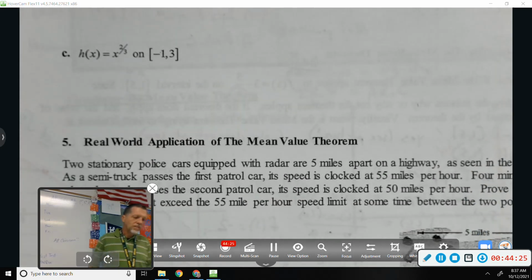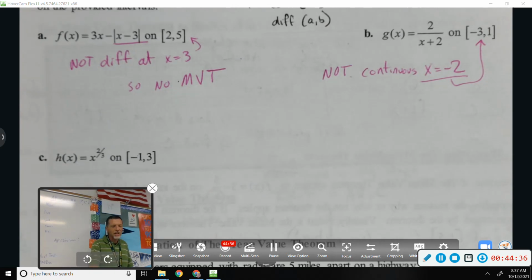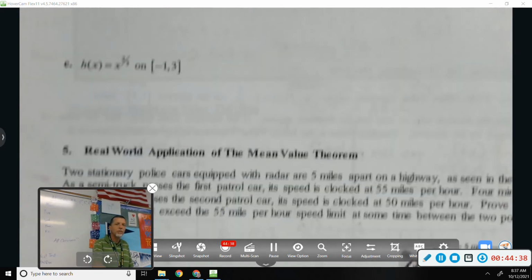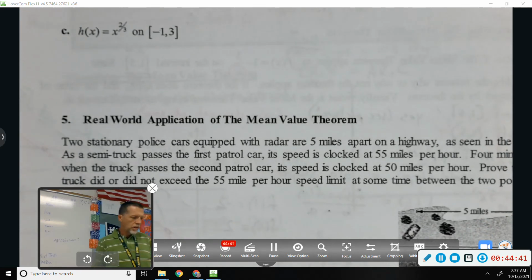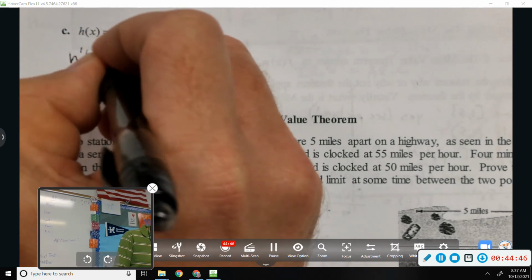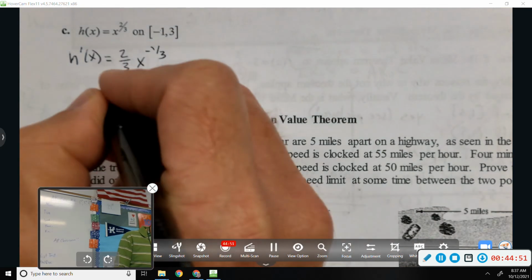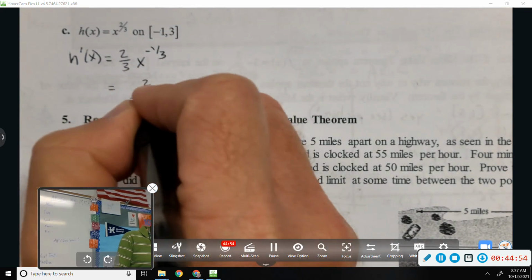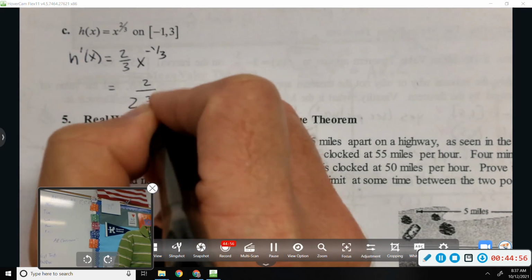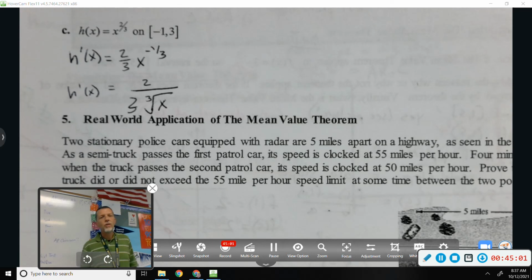Part C. I don't see right away where the problem is. You guys were good on A and B. A is absolute value, so it's got a cusp. B has a denominator, so that's a potential problem. C doesn't have either one of those problems. Let's take its derivative and see what happens. So 2/3 x to the negative 1/3, which means cube root of x in the denominator. Uh-oh, I think I just realized where the problem is.